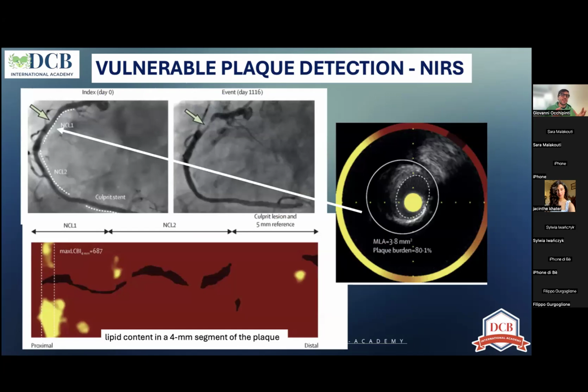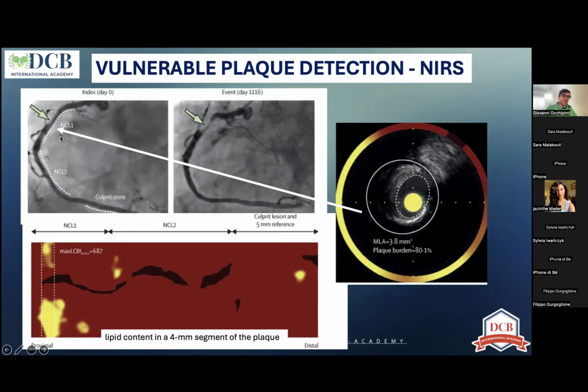Other techniques that have been investigated and that basically have defined the topic of vulnerable plaque have been the NIRS, the near infrared spectroscopy. And with regard to this technology, it's nice to share with you what it means to detect a vulnerable plaque by means of NIRS.